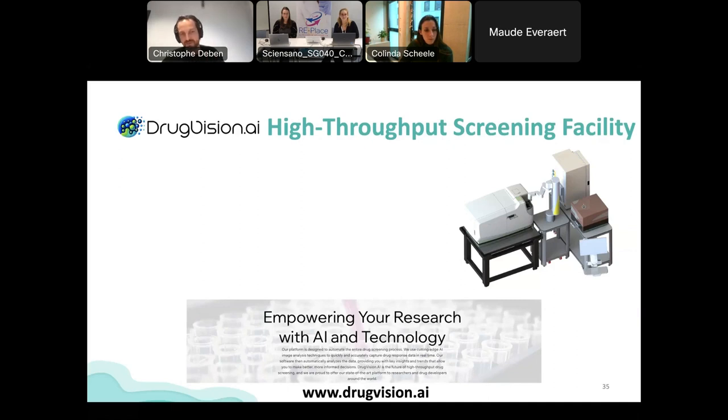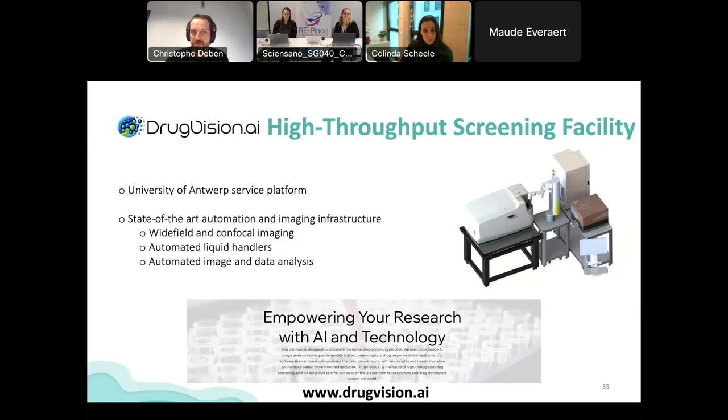Besides Orbits, which is now developed as a desktop application, which is available here at University of Antwerp, we also offer this in DrugVision.AI. So it's a new university service platform with state-of-the-art automation and imaging infrastructure. Today, or last week, the Xi cell discoverer was installed. So now we also have very advanced confocal imaging capabilities, and the Spark Cyto, which all the data I showed in this presentation was generated with, is also now automated.